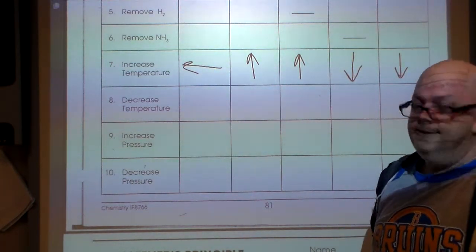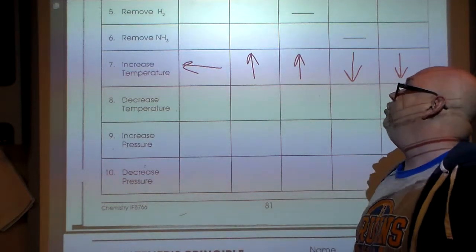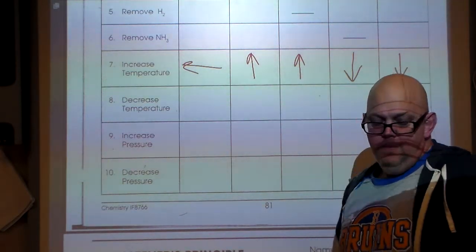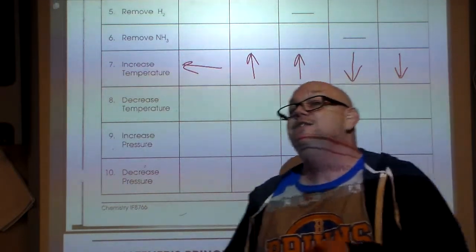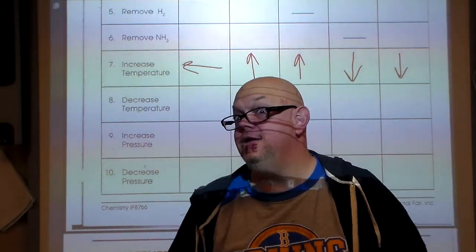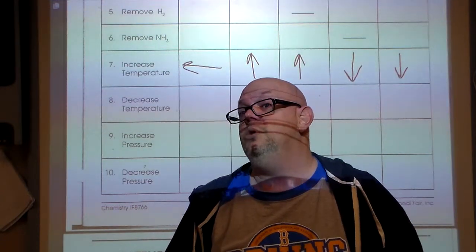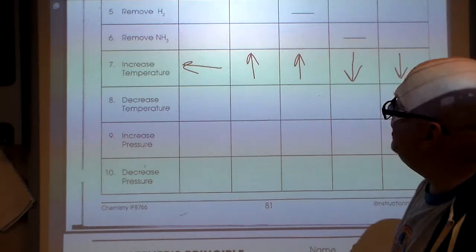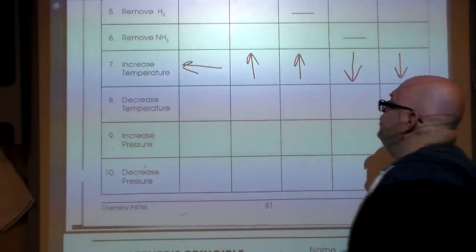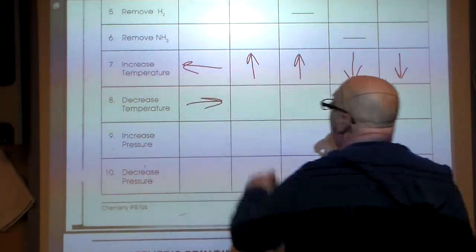That's pretty much it. Now, what happens if you decrease the temperature? Well, think about it. You're removing that heat from the product side, right? You know that 22 kcal just a moment ago? If you're removing it, guess what? You've altered it, and now the reaction is going to shift to the right.